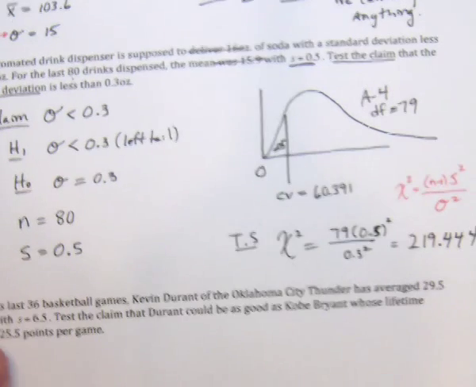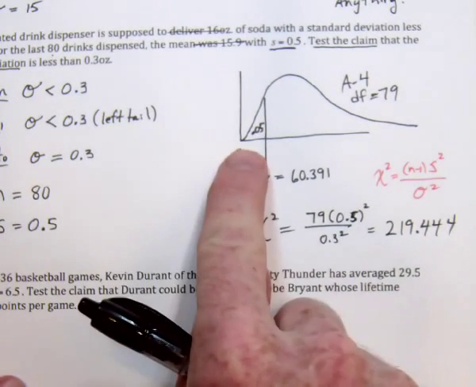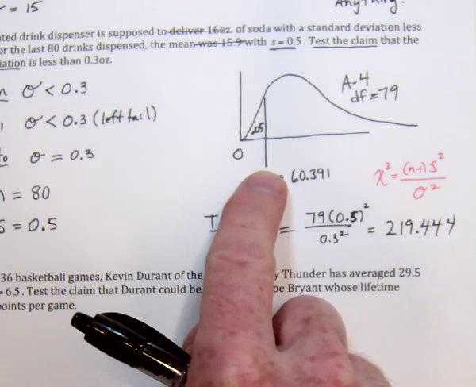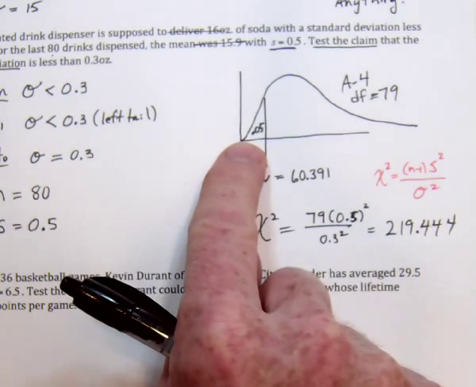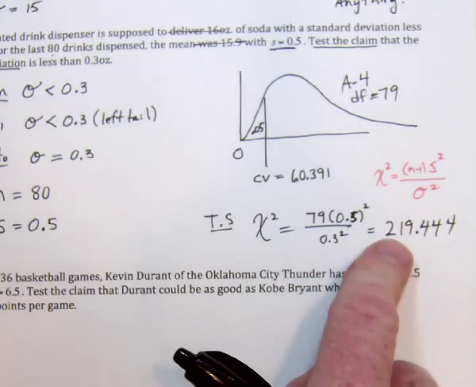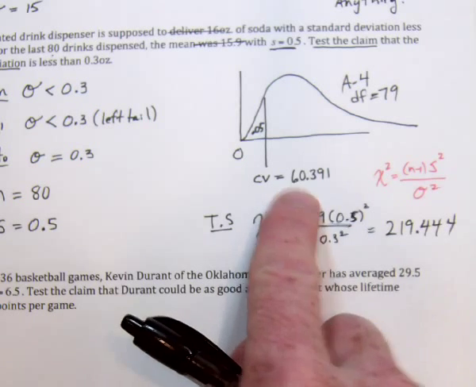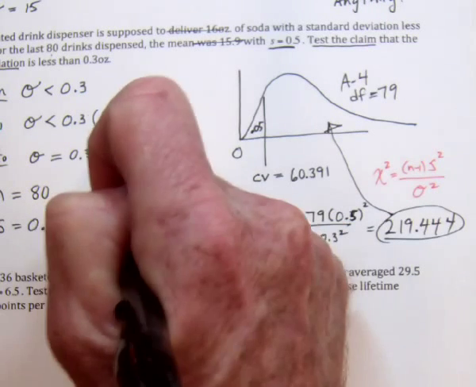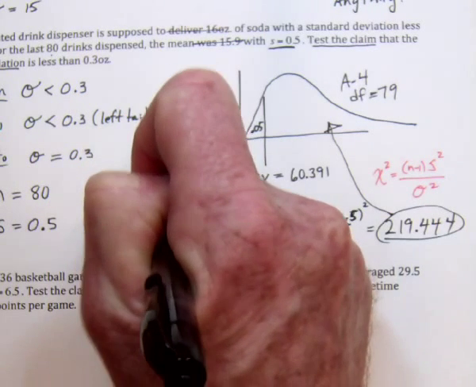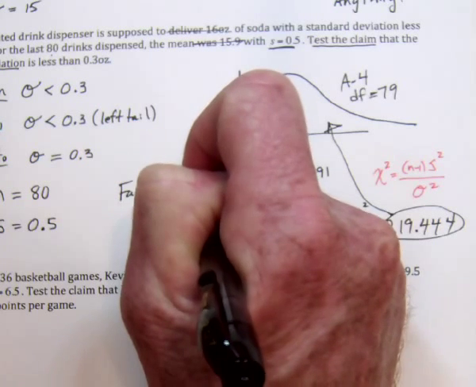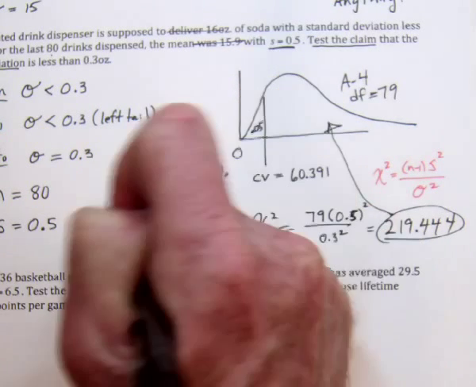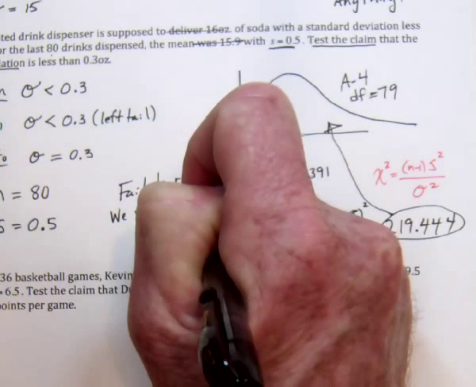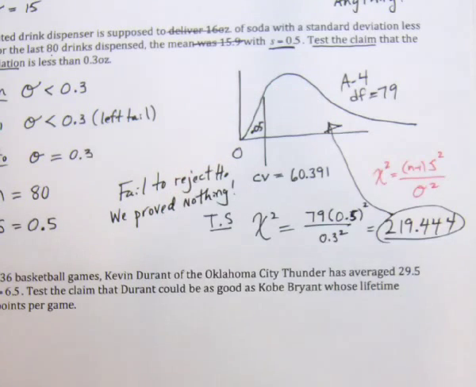So if you look at our graph, this is the critical region between 0 and 60, and if you're going to be able to prove anything, then this has to fall into the critical region. But does the 219 land between 0 and 60? The answer is no. It would land over here. So we've got a fail to reject. And once again, we proved nothing. Boy, I hope we're able to prove something pretty soon.